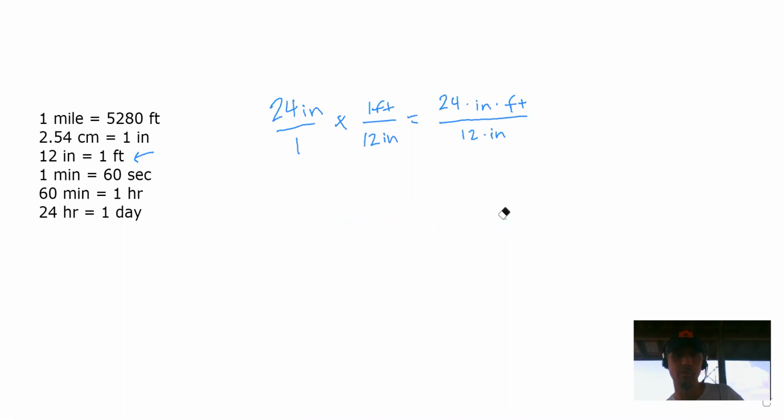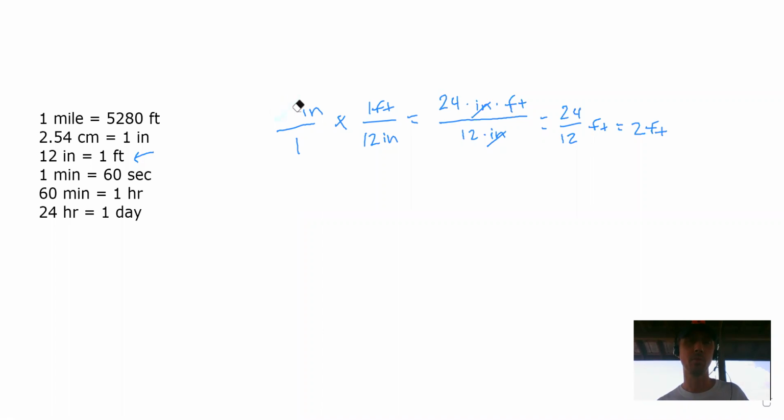So if we think about things that can cancel out now in this problem, inches will cancel out because we've got inches on top and bottom. And then we just need to think of this as 24 divided by 12 feet. So our final answer is going to be 2 feet, all right? So that's a long drawn out way to do that, but once you get good at it, it won't take you as long. It's a pretty quick process, all right?